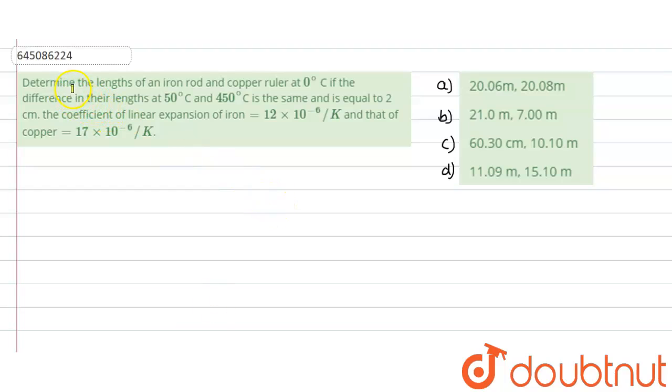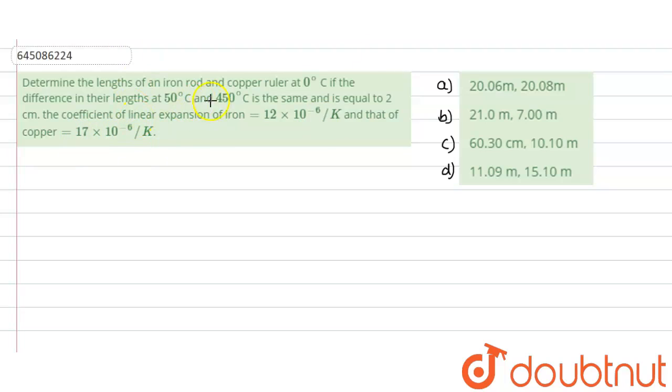Hello everyone, let us start with our question. In this question, we need to determine the length of an iron rod and a copper ruler at 0 degrees Celsius, if the difference in their lengths at 50 degrees C and 450 degrees C is the same and equals 2 centimeter. The coefficient of linear expansion for iron is given as 12 into 10 raised to the power minus 6 per Kelvin, and that of copper is 17 into 10 raised to the power minus 7 per Kelvin.